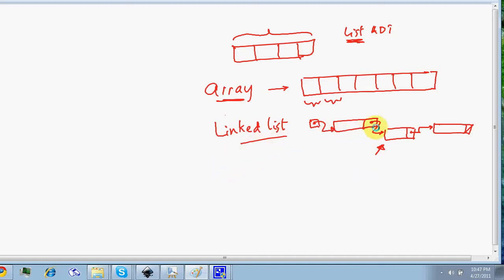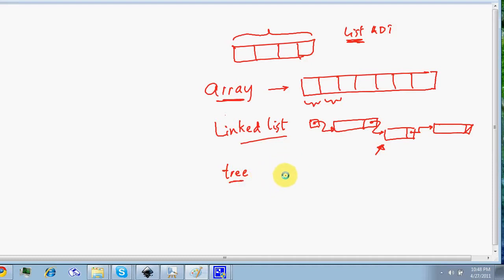And then there are different variations of linked lists also. So we are not going to talk about those. Well, we will talk about them in the subsequent tutorials. We are not going to talk about them in this tutorial. The next is a tree, for example.